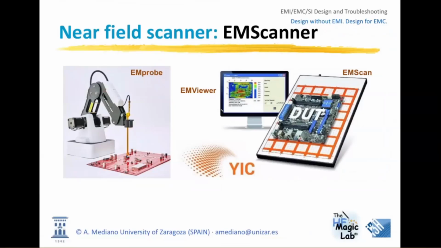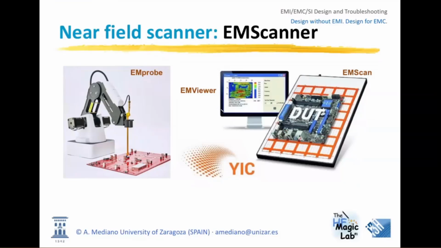In the right side, you can see the EM scan. The EM scan is a flat scanner with a lot of near-field probes that are electronically switched, and then you can put your PCB or your system on top of the scanner, so you are able to see how is the activity. We will see in the demos how is the difference between using a handheld probe or using some kind of scanner.